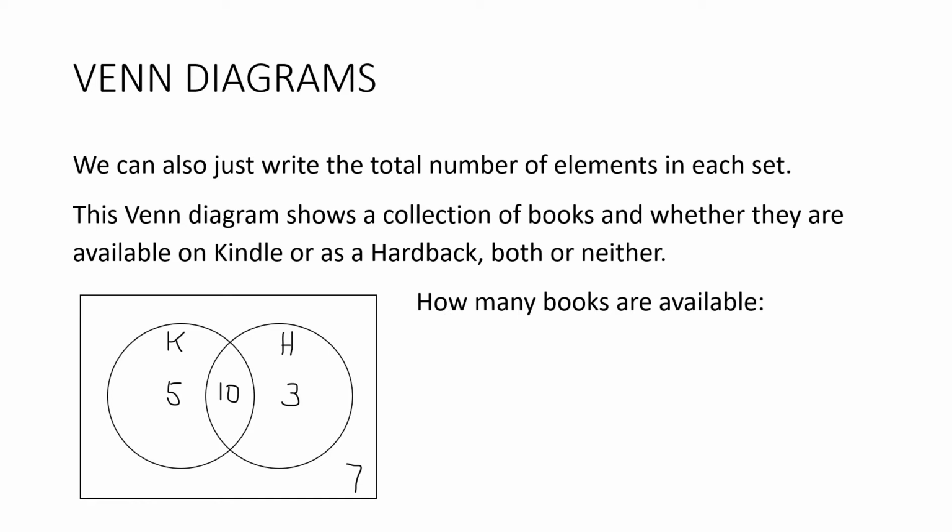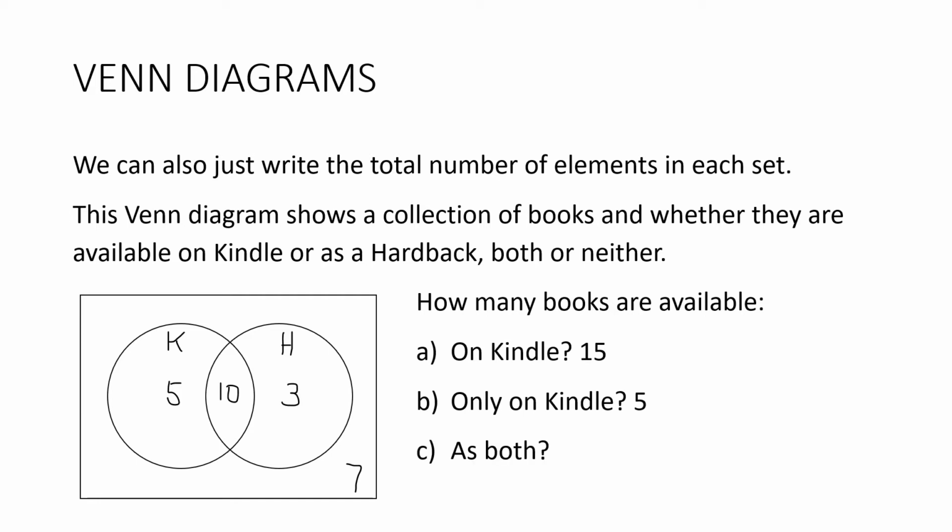So we might get a question like this. How many books are available on Kindle? So don't just count the 5. This one means only on Kindle. These 10 are also available on Kindle, so together we've got 15. Only on Kindle, I just answered that one, didn't I? That's 5. As both is this here, so that's 10. As neither, which is outside the circles, which is 7.